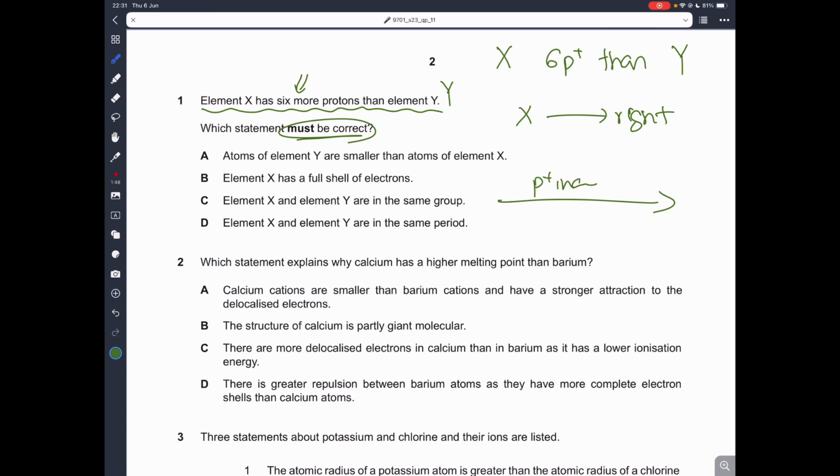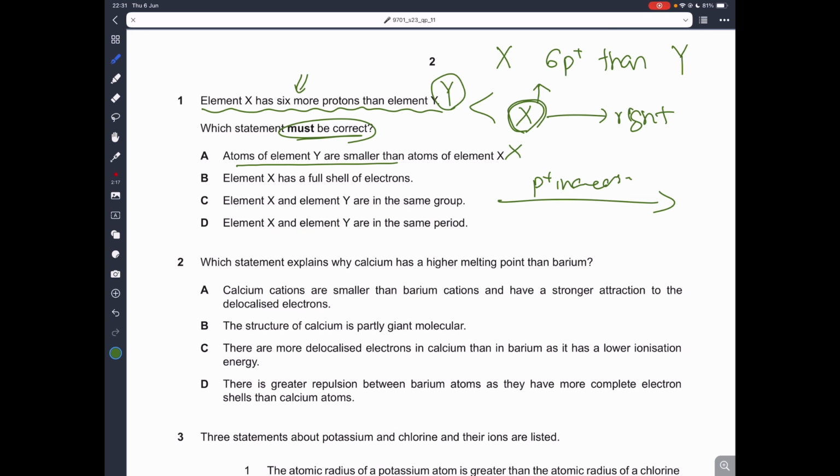And because X has a larger proton number than Y, the atomic radius of X is going to be smaller than the atomic radius of Y. So in here, it's saying the opposite. Therefore, this is going to be wrong. Option B. Element X has a full shell of electrons. Now, we cannot know whether this is correct or not. So we can skip B for a while and come back to B.